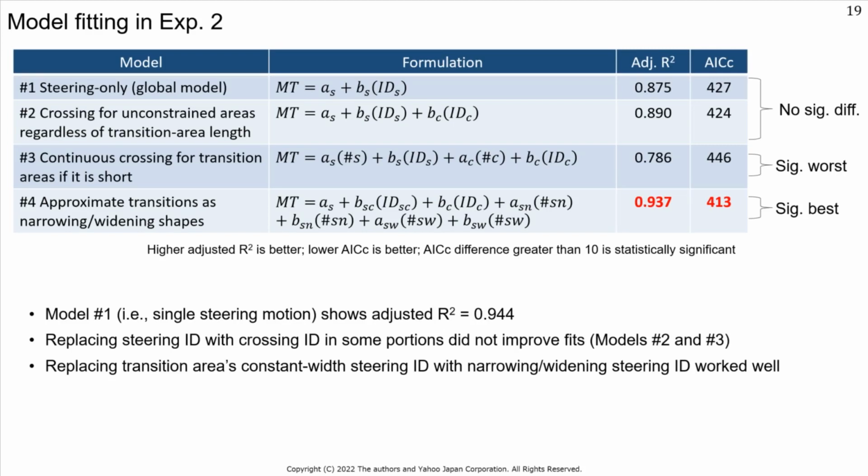Moreover, model number 3 showed a significantly worse fit than the baseline model number 1. The best model was number 4, which approximates the transition areas as narrowing or widening path shapes. So in the transition areas, the participants gradually changed their speeds between the constrained and unconstrained areas, which was not a complete steering motion or crossing motion.